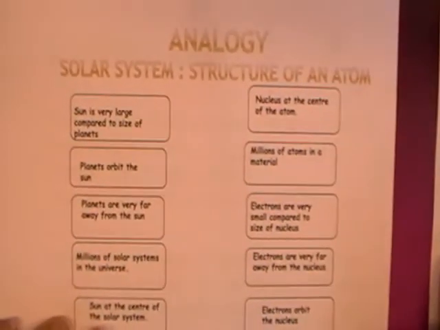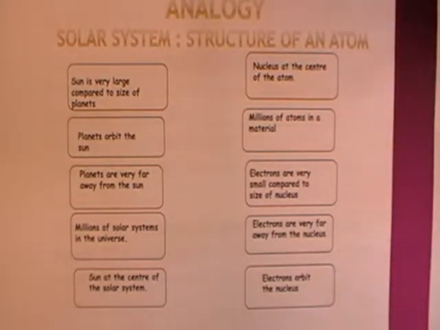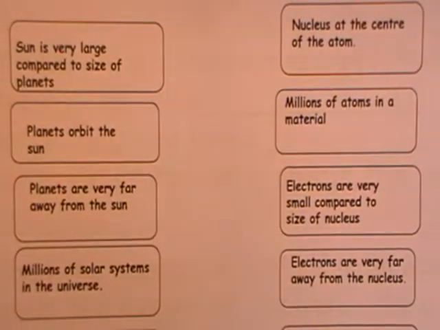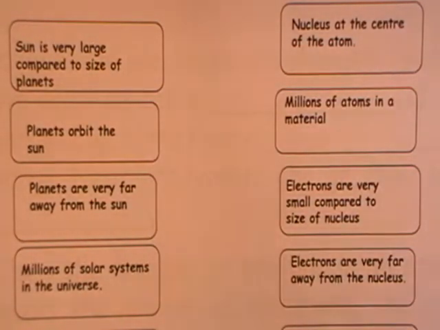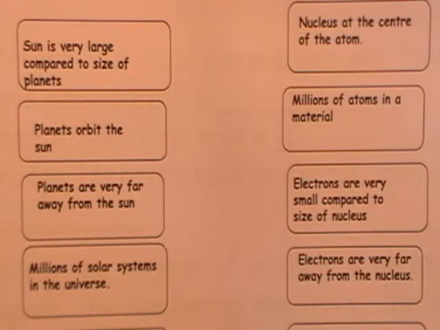Now, we can liken the structure of an atom to the solar system. I'm just going to scan in a wee bit so you can see this writing better. This is from your notes, so you should recognise it. These are some statements associated with the solar system. The sun is very large compared to the size of the planets. The planets orbit the sun. Planets are very far away from the sun. There are millions of solar systems in the universe, and the sun is at the centre of the solar system.